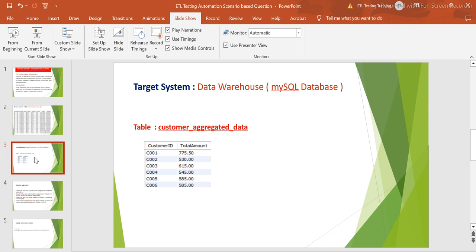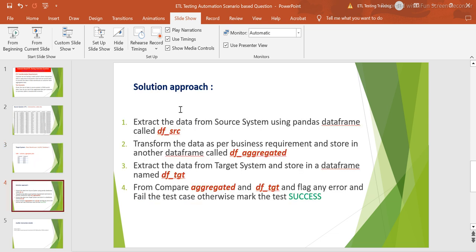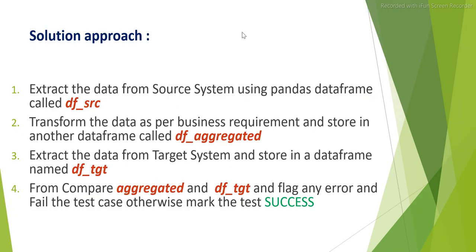Okay, so let's try to understand the approach. This is my solution approach, guys. The solution approach says: extract the data from the source. What is my source? The source is basically that Excel sheet that I have shown, 30 records in our case, for example.